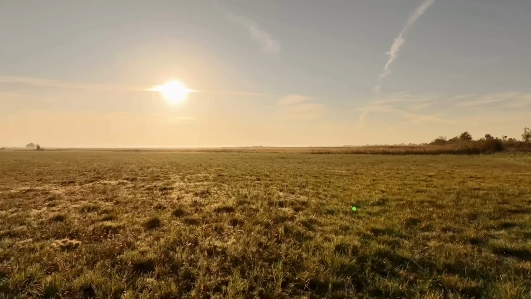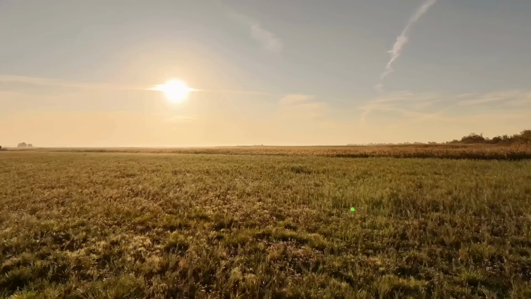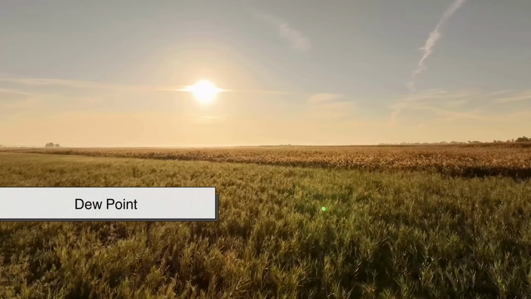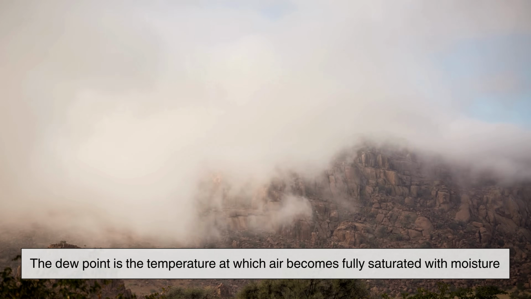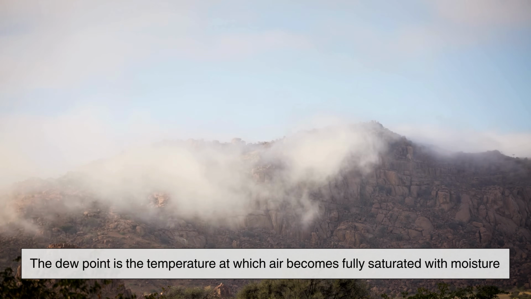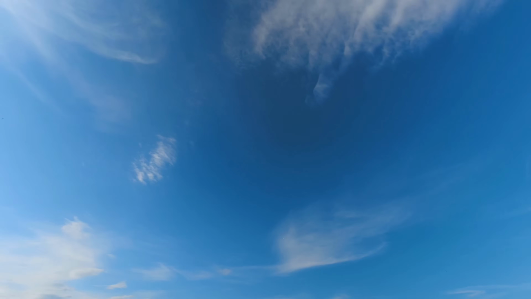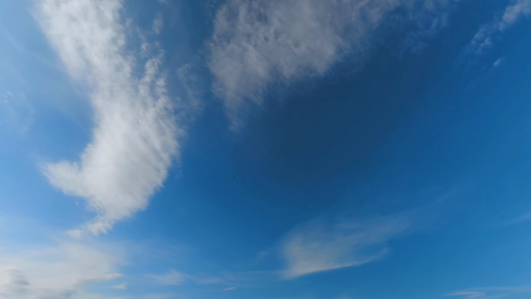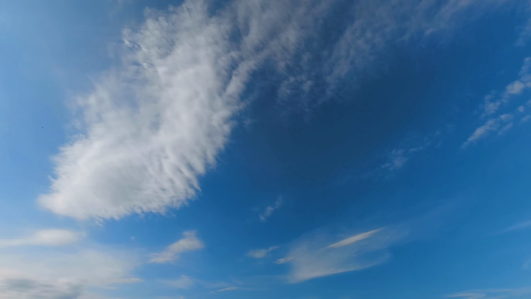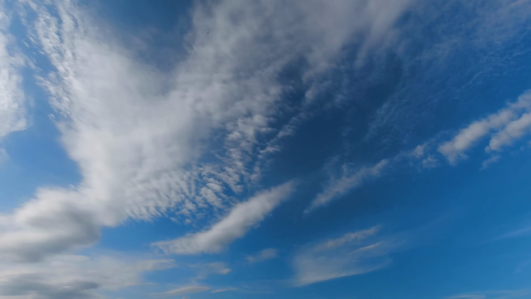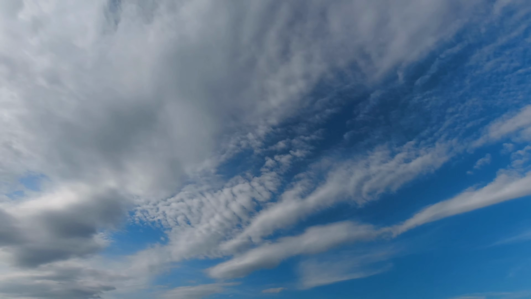But water vapor doesn't condense just anywhere in the sky. For clouds to form, the air needs to cool enough for that vapor to reach what scientists call the dew point. The dew point is the temperature at which air becomes fully saturated with moisture. Once the air cools to this point, the excess water vapor begins condensing into droplets, and a cloud becomes visible.